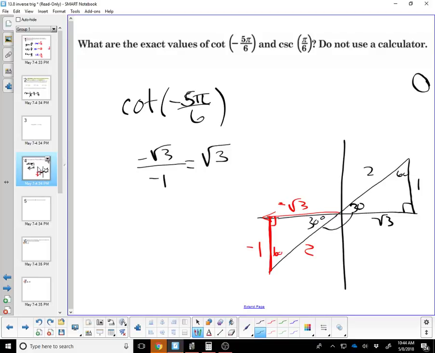So cosecant. Cosecant is a reciprocal of the... What is cosecant reciprocal of? Sine. Sine is opposite over hypotenuse. Therefore, we want the hypotenuse over the opposite. Let's see here. So the hypotenuse is a 2. The opposite is a 1. Simplify that, and you're going to get 2.